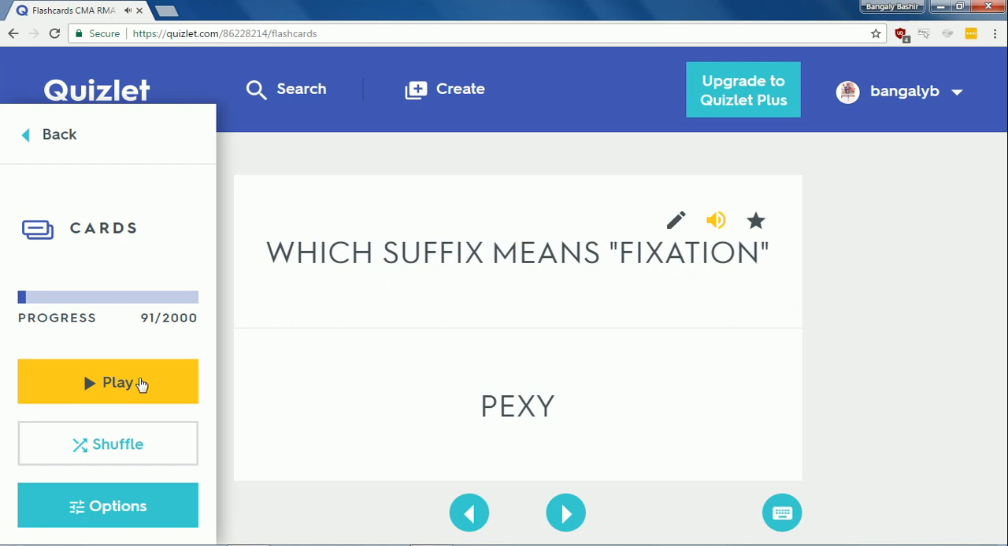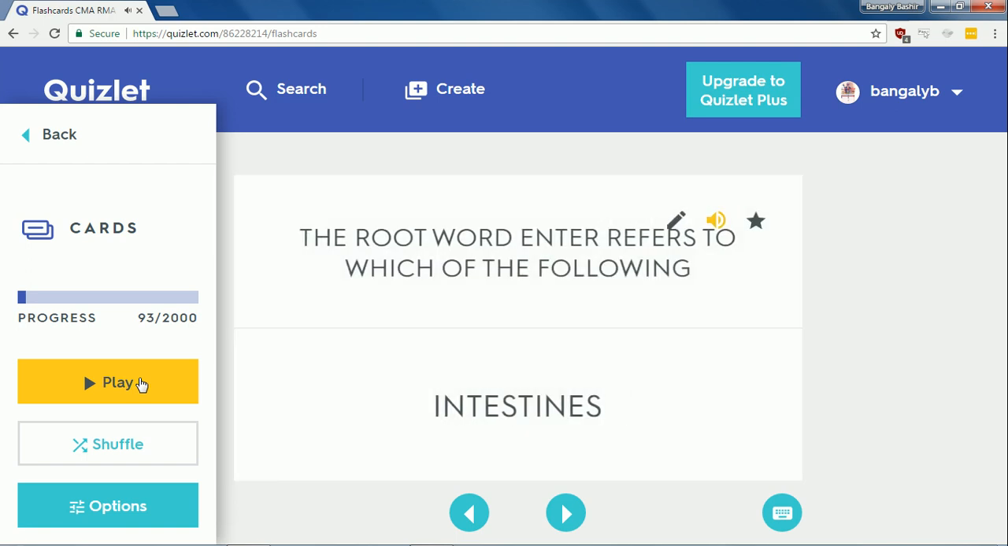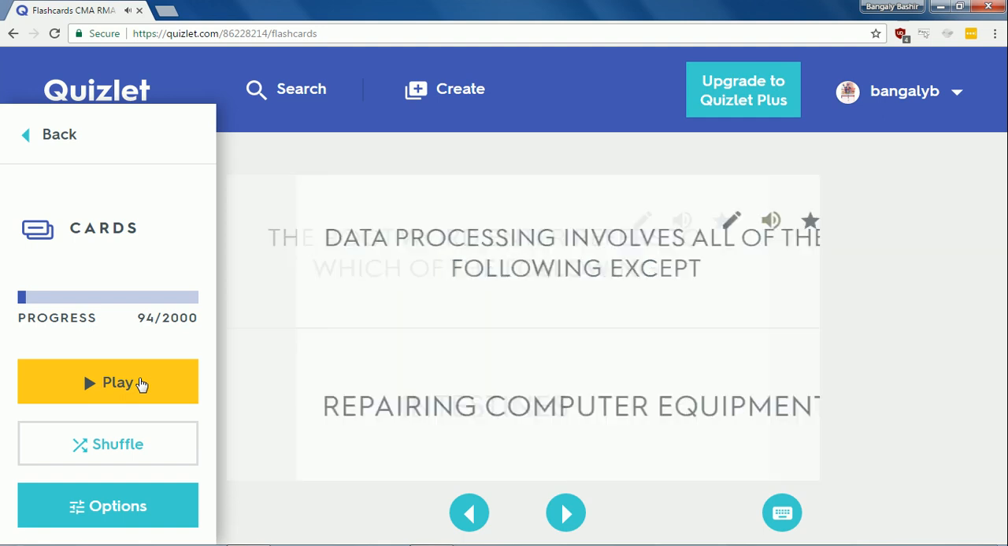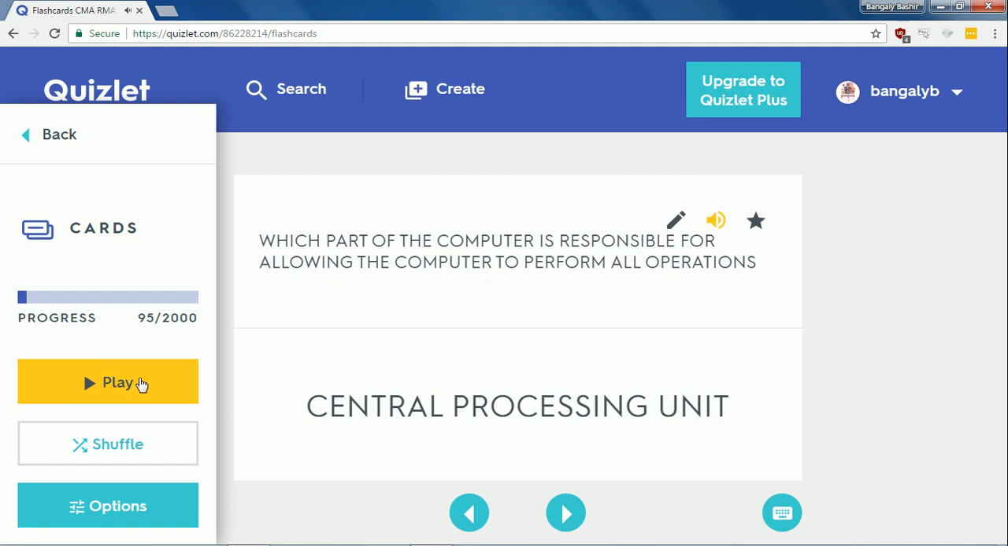Which suffix means fixation? Pexy. Which of the following items would not be included when preparing minutes of a meeting? Schedule of all past and future meetings. The root word enter refers to which of the following? Intestines. Data processing involves all of the following except repairing computer equipment. Which part of the computer is responsible for allowing the computer to perform all operations? Central processing unit.